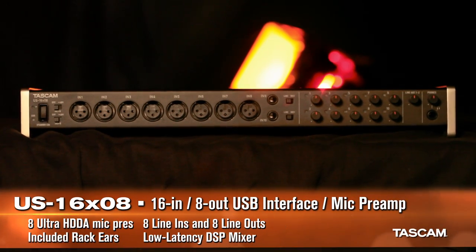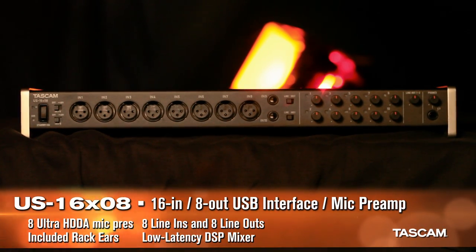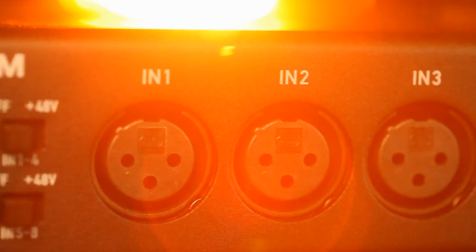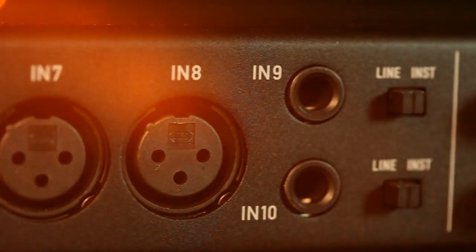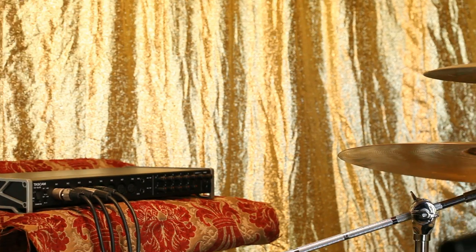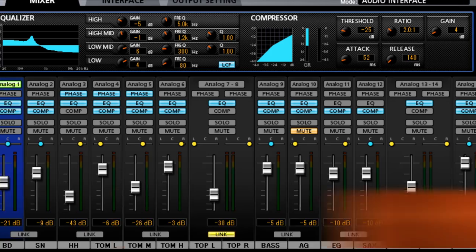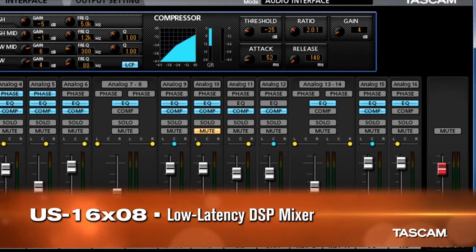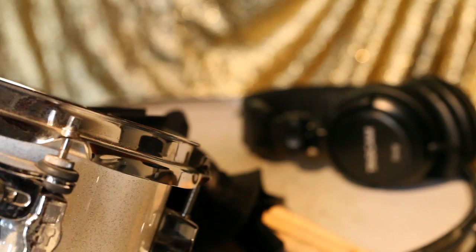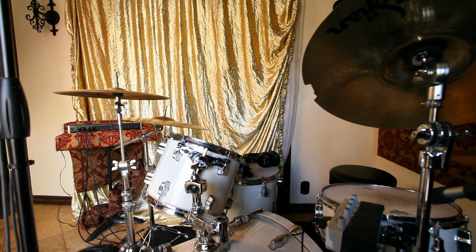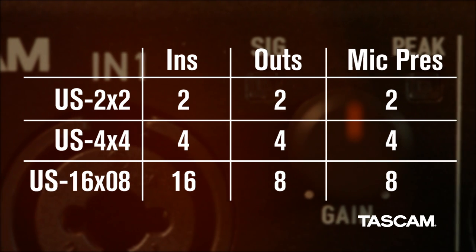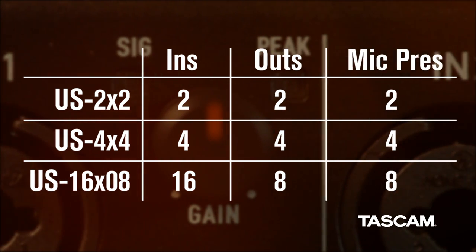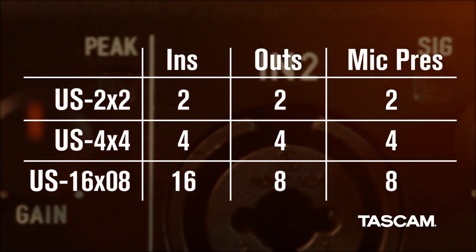TASCAM's US1608 is a 16-in, 8-out USB interface for recording drum sets and bands. 8 Ultra HDDA preamps are included, plus 8 balanced line inputs and outputs. The US1608 has a built-in DSP mixer for putting together great-sounding headphone mixes without latency delay. From the portable US2x2 to the multi-input US1608, TASCAM has an audio interface to fit every stage of your career.